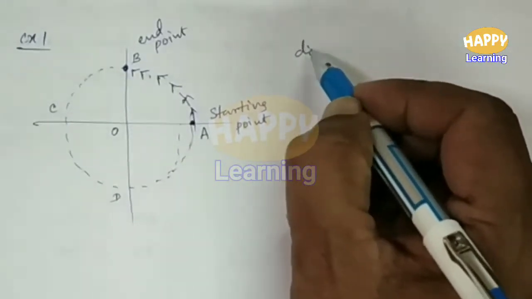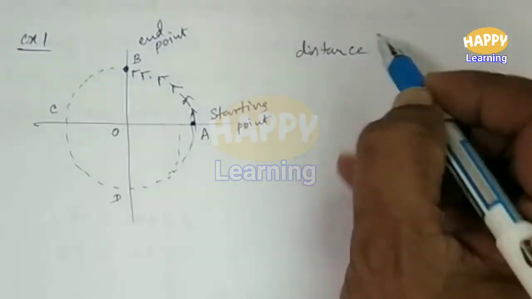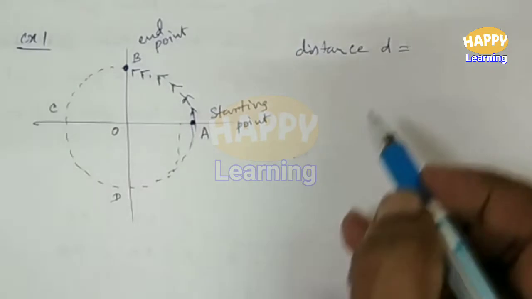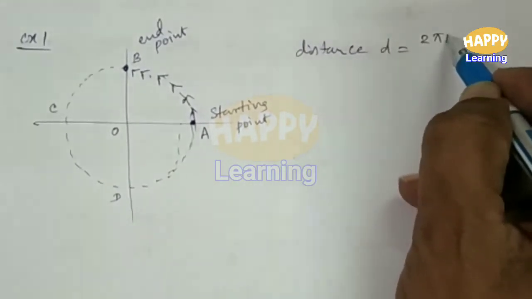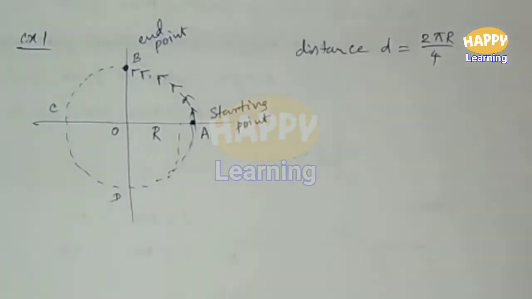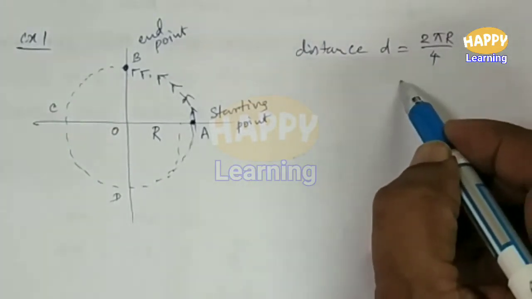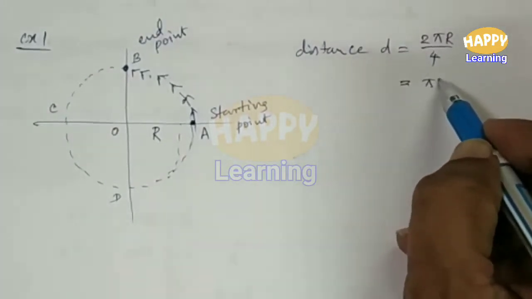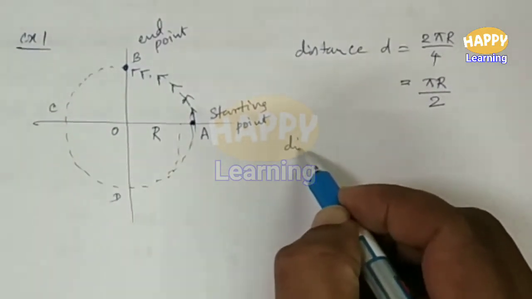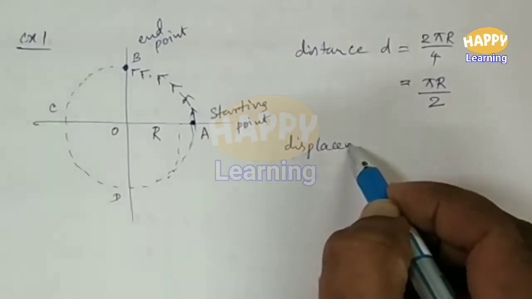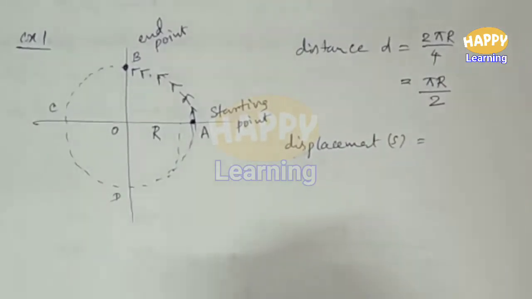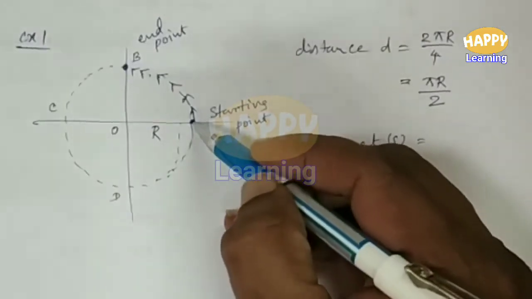Here distance D is equal to, if R is the radius of the circle, this arc AB is 1/4 of the circumference. Therefore, you can write 2 pi R by 4, and it is equal to pi R by 2. Whereas displacement S is equal to the shortest distance from A to B.